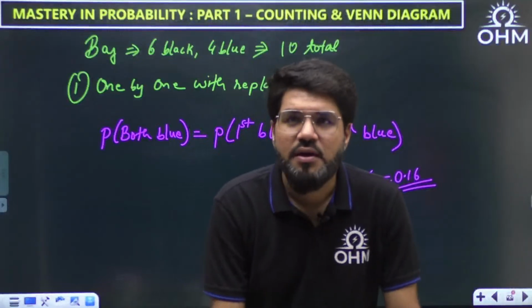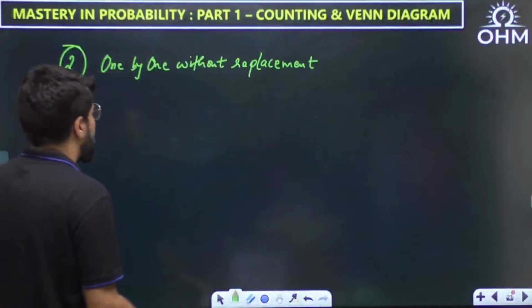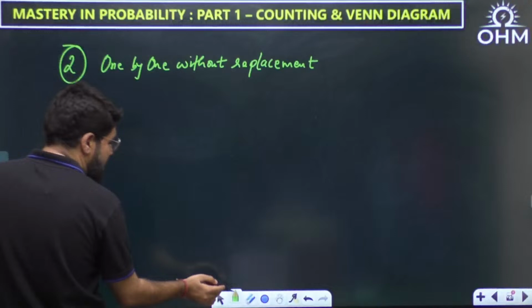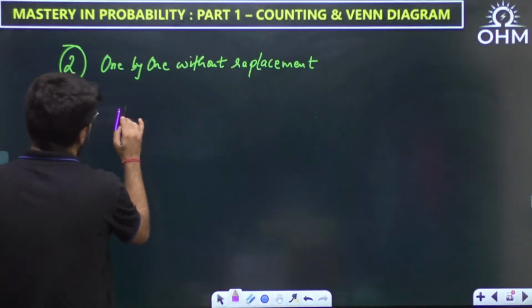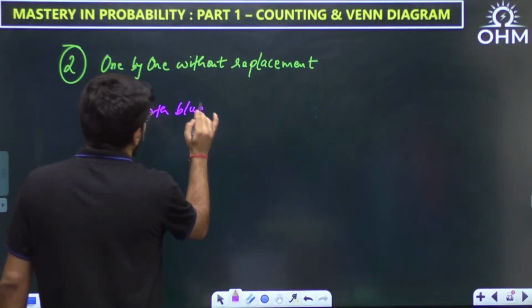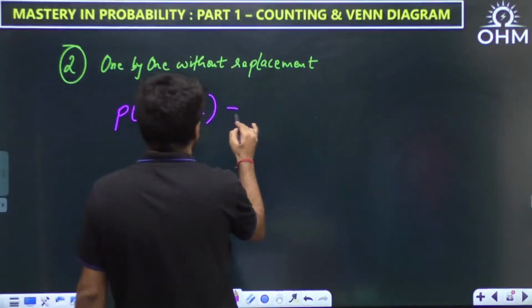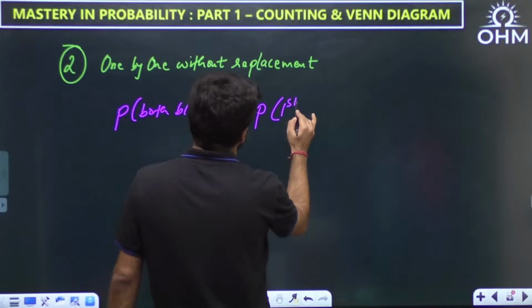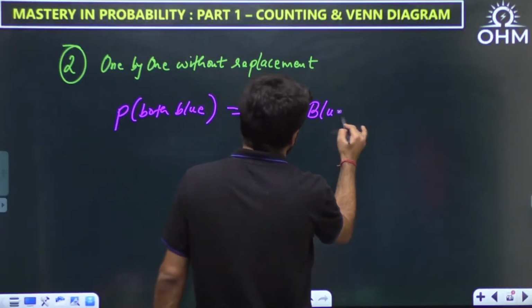How to do this? One by one without replacement. Okay, let's do it. So once again, I want probability both blue. The question is the same. What is the probability that both the balls will be blue if the balls are drawn one by one without replacement? Both the balls blue means, again, let me make it simple by splitting it.